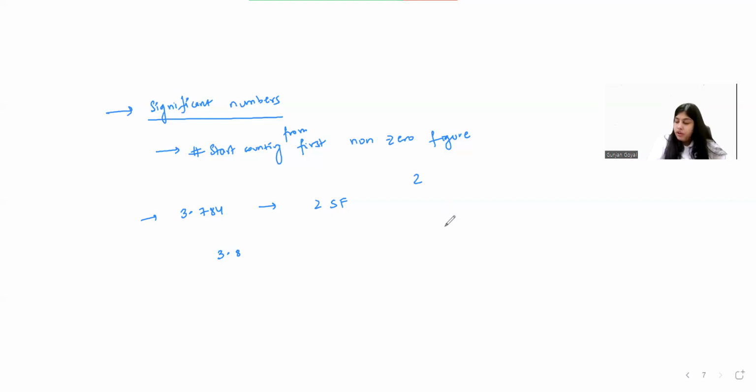So if I tell you 0.56 to two significant figures, this can only be written as 0.56. Why? Because the first significant figure is the non-zero figure, which starts from 5. The first significant figure starts from a non-zero figure, which is 5.